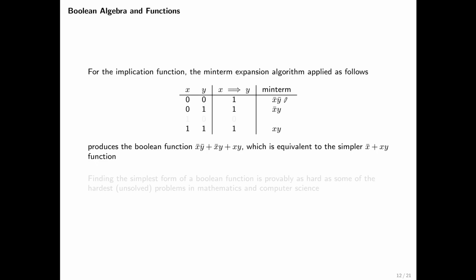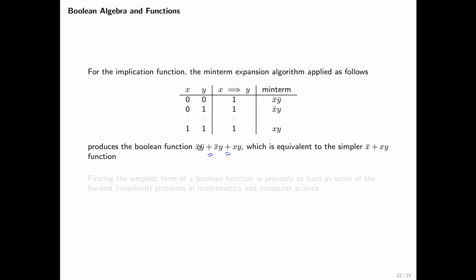Right? So once we have the min-term for every row, we combine them using the OR operation. So that's how we get a Boolean function, or a formula that represents a truth table. Right? Now, it turns out that this formula is absolutely equivalent to this one that I showed you before.